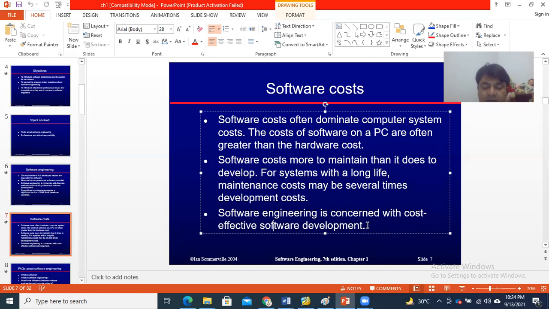And then in the second lecture, we will discuss the frequently asked questions about software engineering. There are a few questions, and we will try to figure out the answers to those questions.